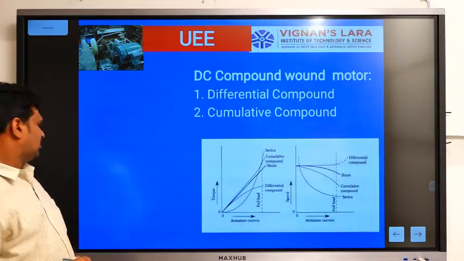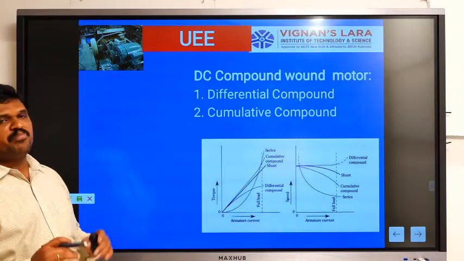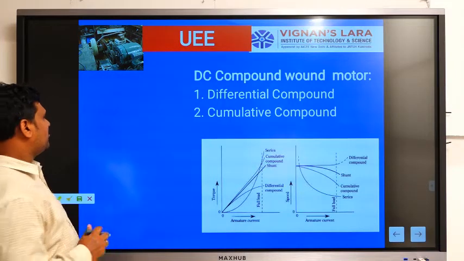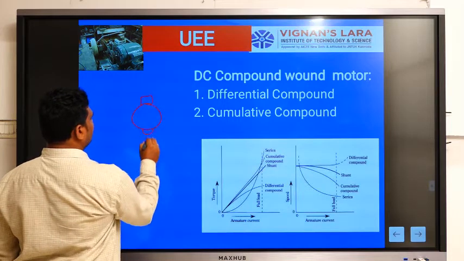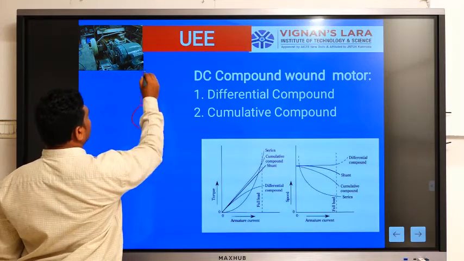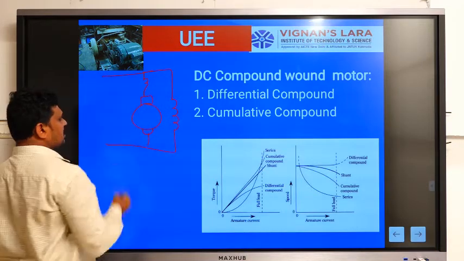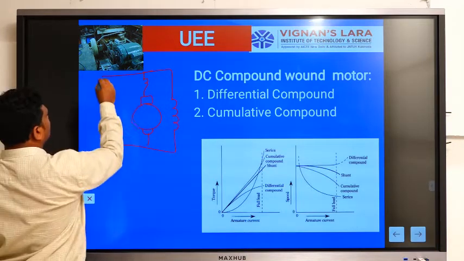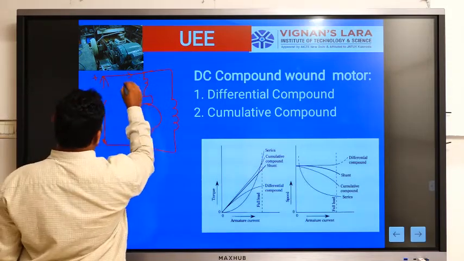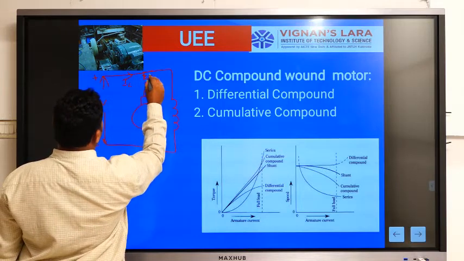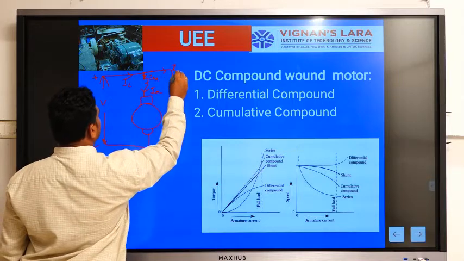Okay. Next, the third category. The third machine is the compound machine. Compound machine means a combination of series and shunt. It has both fields, series as well as shunt. It has applied voltage V, positive and negative. It has IL, ISC, IA, and ISH.